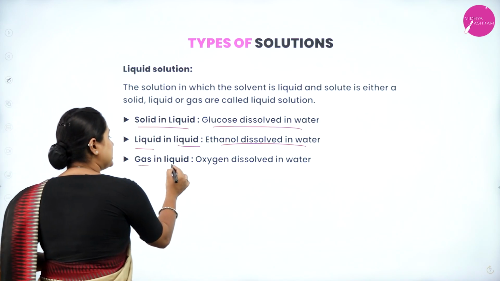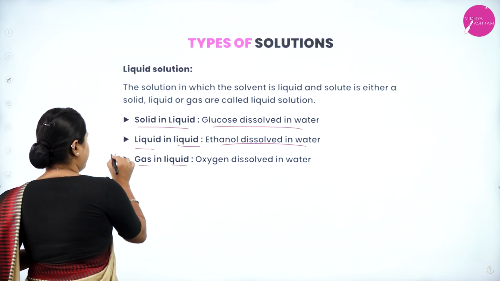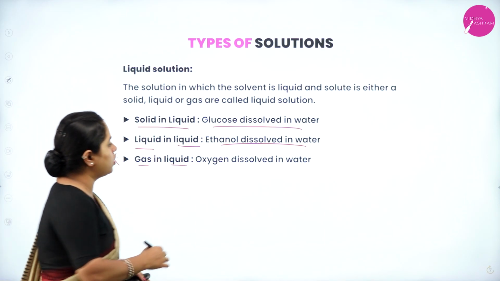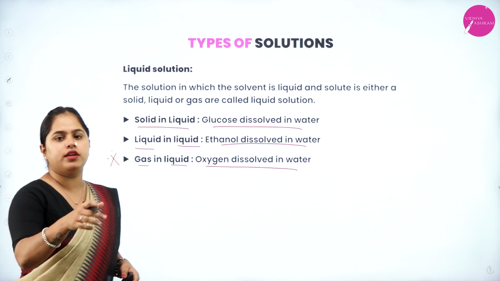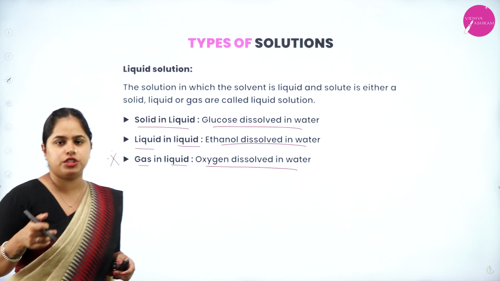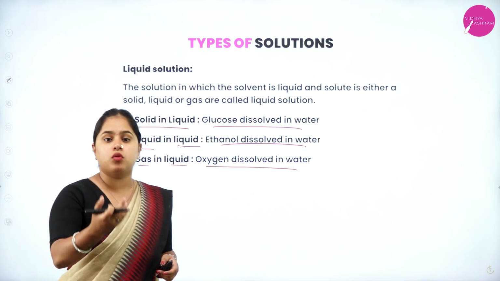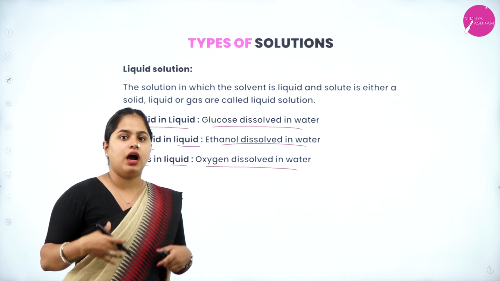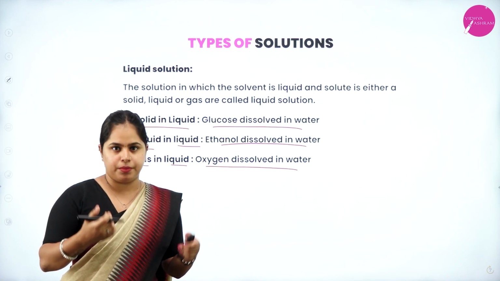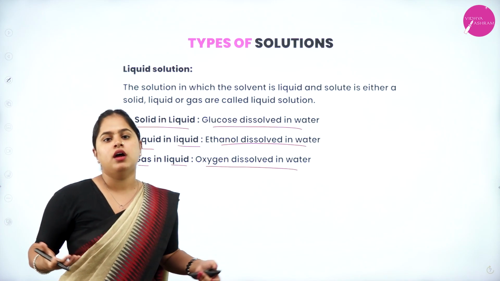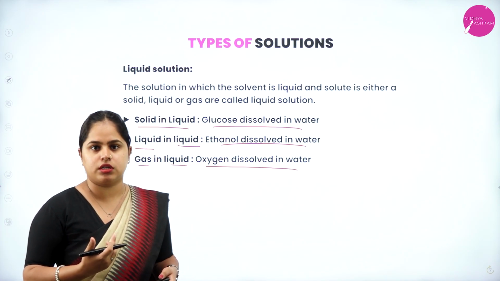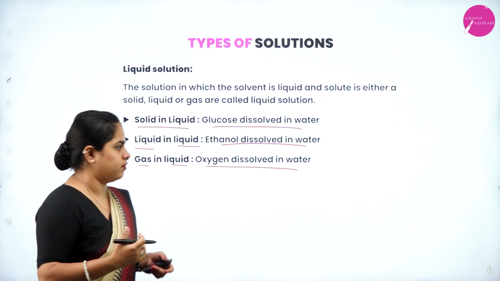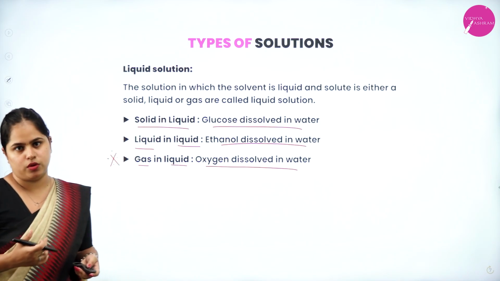Now you have gas in liquid. This is a very important example: gas in liquid, that is, oxygen dissolved in water. Oxygen is in the gaseous state, dissolved in water. Now where is it important? Oxygen dissolved in water is how aquatic animals survive, right? They can't come above the surface of water and breathe. What about the fishes and other aquatic animals? They take up the oxygen which is present inside the water itself, dissolved in the water. So that is gas in liquid solutions, right?